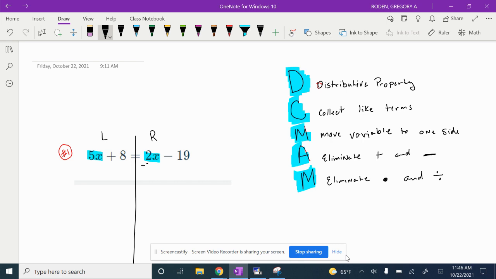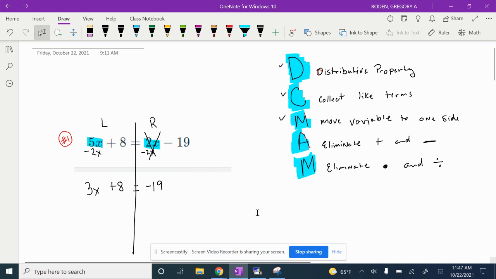So I'm going to subtract 2x's from both sides. Well, when I do that, that's going to eliminate 2x on the right side, and all I'm going to have left over on the right side is negative 19. On the left side now, I have 5x minus 2x. That gives me 3x plus 8. Now I'm done with distributive property, collecting like terms, move the variable to one side. Now I'm on the A part, after.